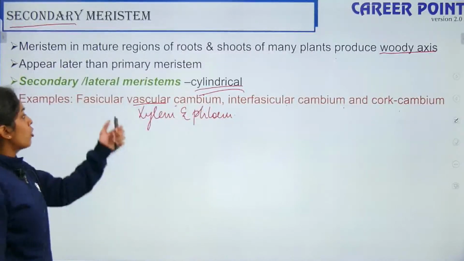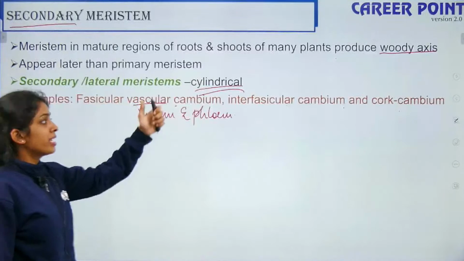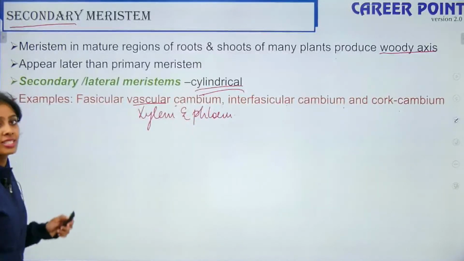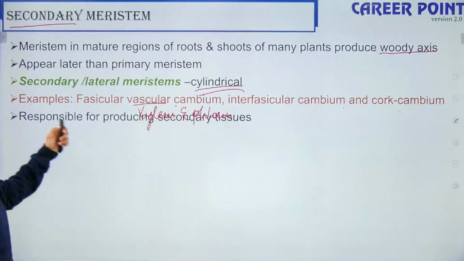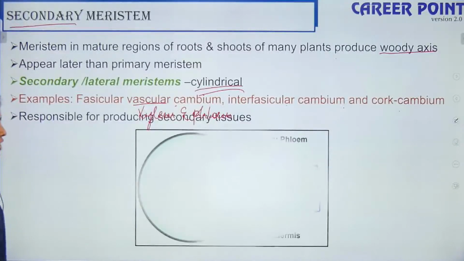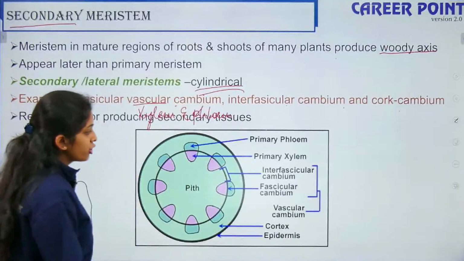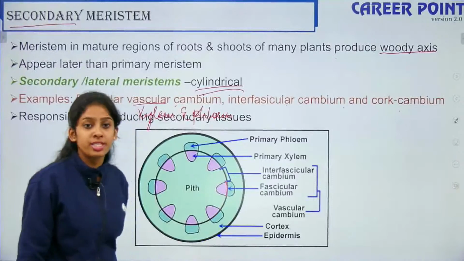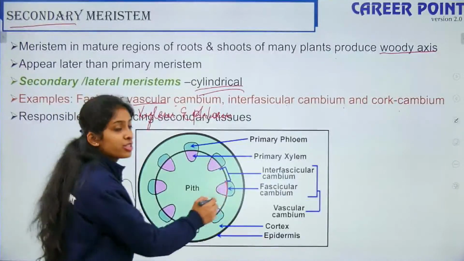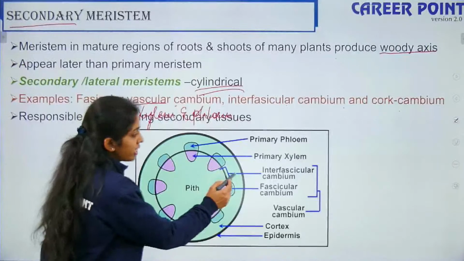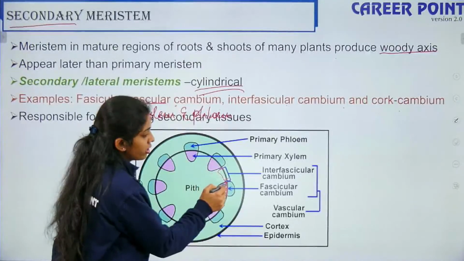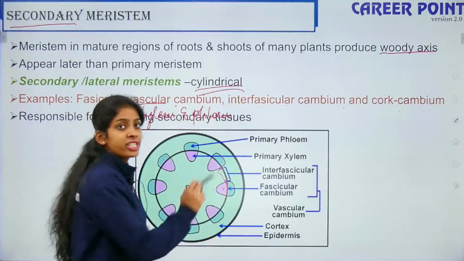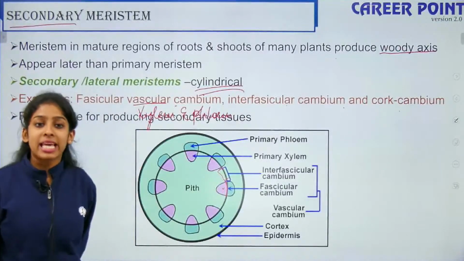Right? So fascicular vascular cambium, interfascicular cambium and cork cambium are examples of your secondary meristem. They are responsible for producing your secondary growth. So this is your fascicular cambium. Cambium is the structure that is present between your xylem and phloem. And what is interfascicular? The space between your two xylem phloem compartments is called interfascicular cambium. So these come under the secondary meristem.